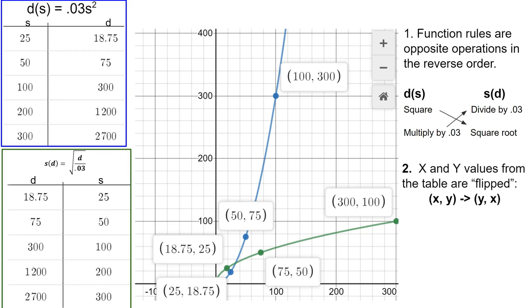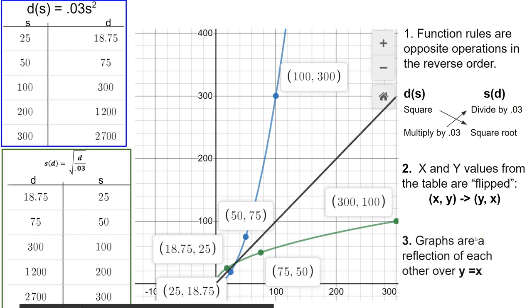Similarly, as I've already mentioned, you can see from the table that the x and y values are flipped. So another example, 100, 300 in the blue function became 300, 100 in the green function. And finally, the graphs are a reflection of each other over the line y equals x. As you can see, I've drawn the line y equals x here to make that clear. So since all three of these things are satisfied, we know that these are inverse functions. D of S is the inverse of S of D.